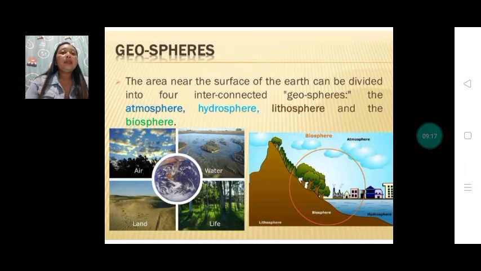Okay? And then, now the geosphere. So, the area near the surface of the Earth can be divided into 4 interconnected parts, which we call the geosphere. So, the atmosphere, the hydrosphere, the lithosphere, and the biosphere. So, the air is the atmosphere, and then the hydrosphere, which is the water, and then the land, which is the lithosphere, and then the life, which we call the biosphere. Okay, as you can see in the picture shown below.